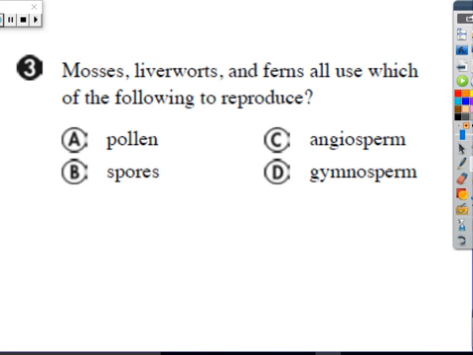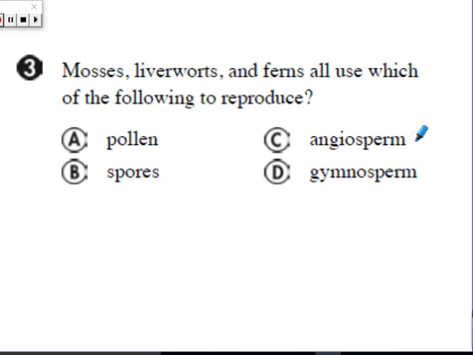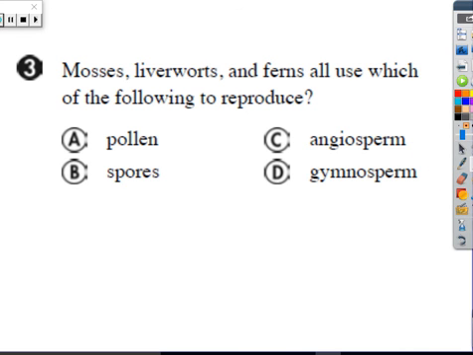Mosses, liverworts, and ferns all use which of the following to reproduce? Do they use pollen, spores, angiosperms, or gymnosperms?